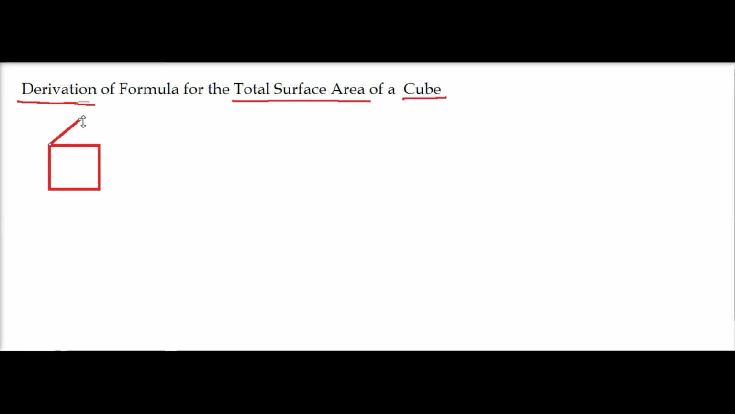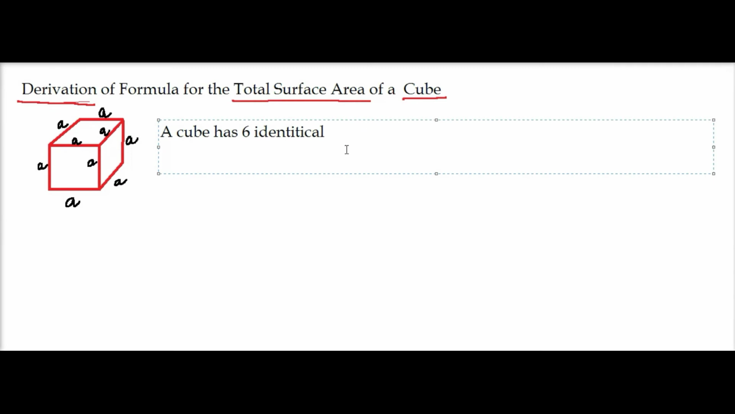Let us derive formula for the total surface area of a cube. So you can see it is a shape of a cube, and a cube has 8 vertices, 6 faces and 12 edges, and each face of a cube is a square in shape. A cube has 6 exactly same faces which are square in shape.